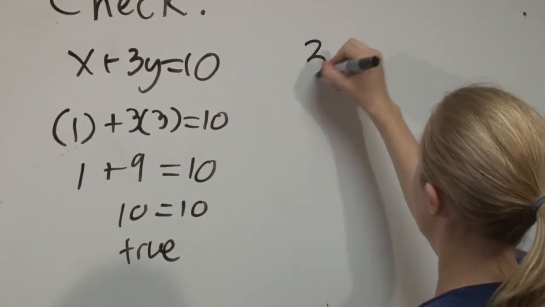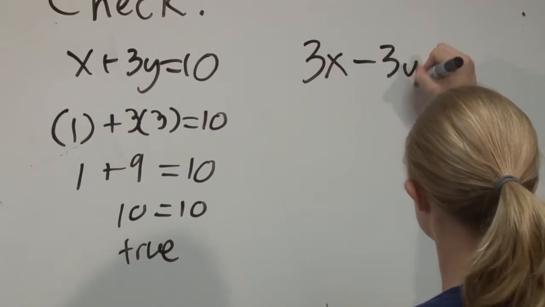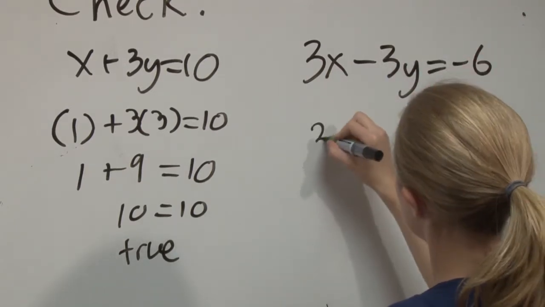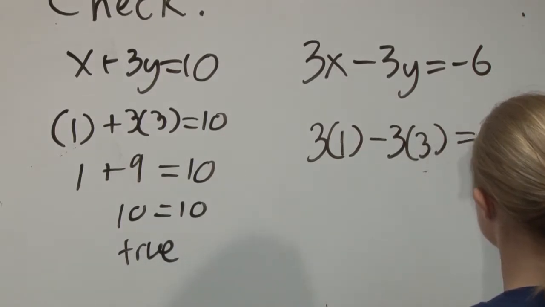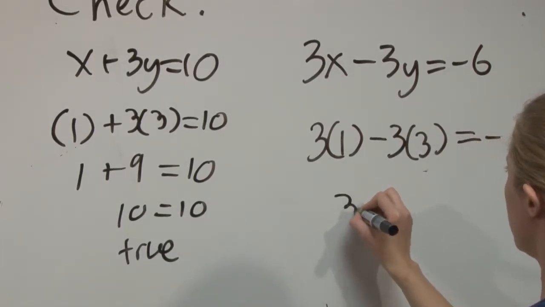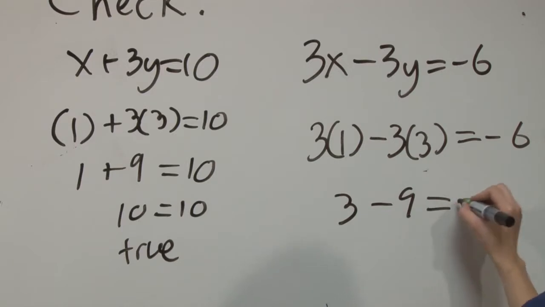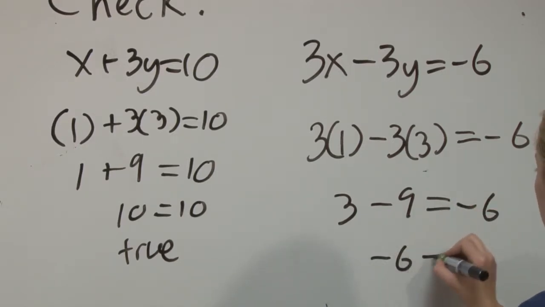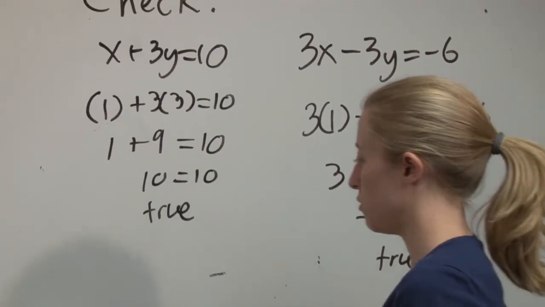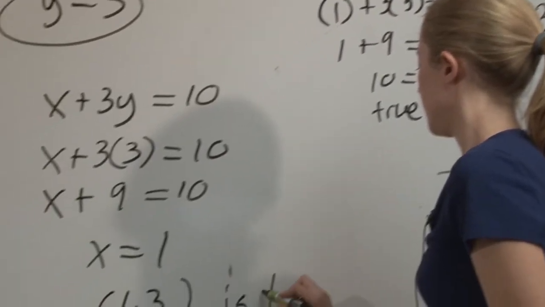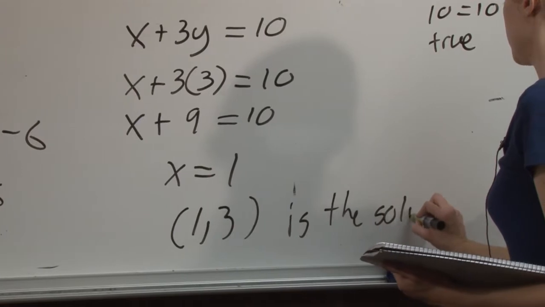And the second equation, so 3 times 1 minus 3 times 3 should equal negative 6. So that's 3 minus 9, and that is also true. So (1, 3) is the solution.